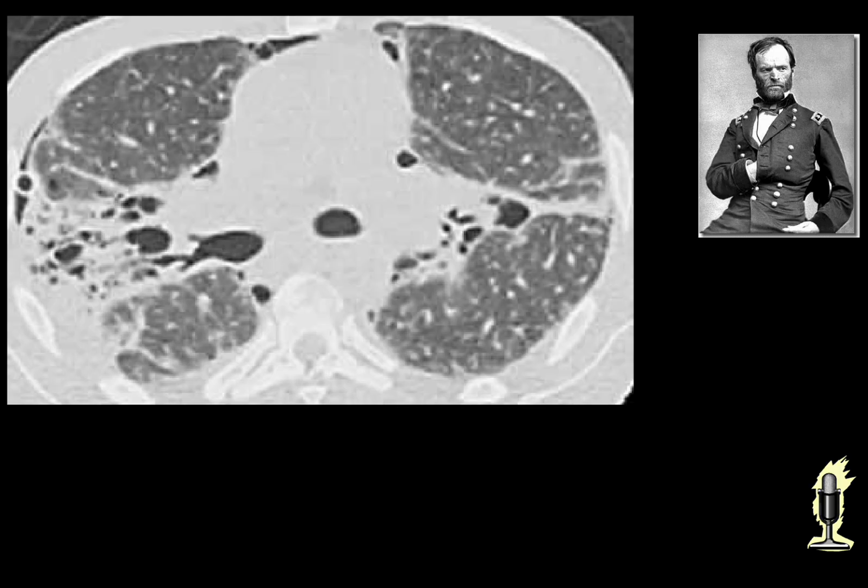Sarcoid tends to cut a swath through the lung from the hilum to the lung periphery. This is central peribronchial fibrosis. Go back to the previous slide and note a more subtle swath through the lung. Here's a way to remember. Think of Sherman's March to the Sea as a manifestation of sarcoid.